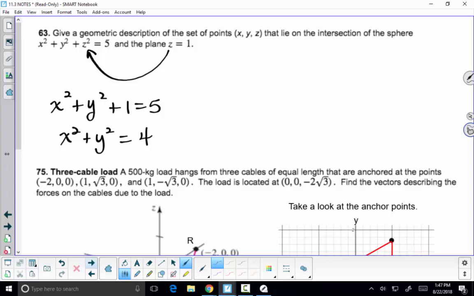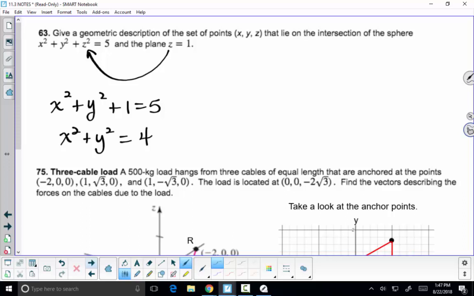Okay, so now it says describe. All right, so that's a circle of radius 2 centered at the origin. But remember that we intersected the sphere with a plane that was up there at height 1. So what we need to visualize then is taking that intersection, that circle of radius 2, and lifting it up so that it's floating at a height of 1. Everybody follow that?